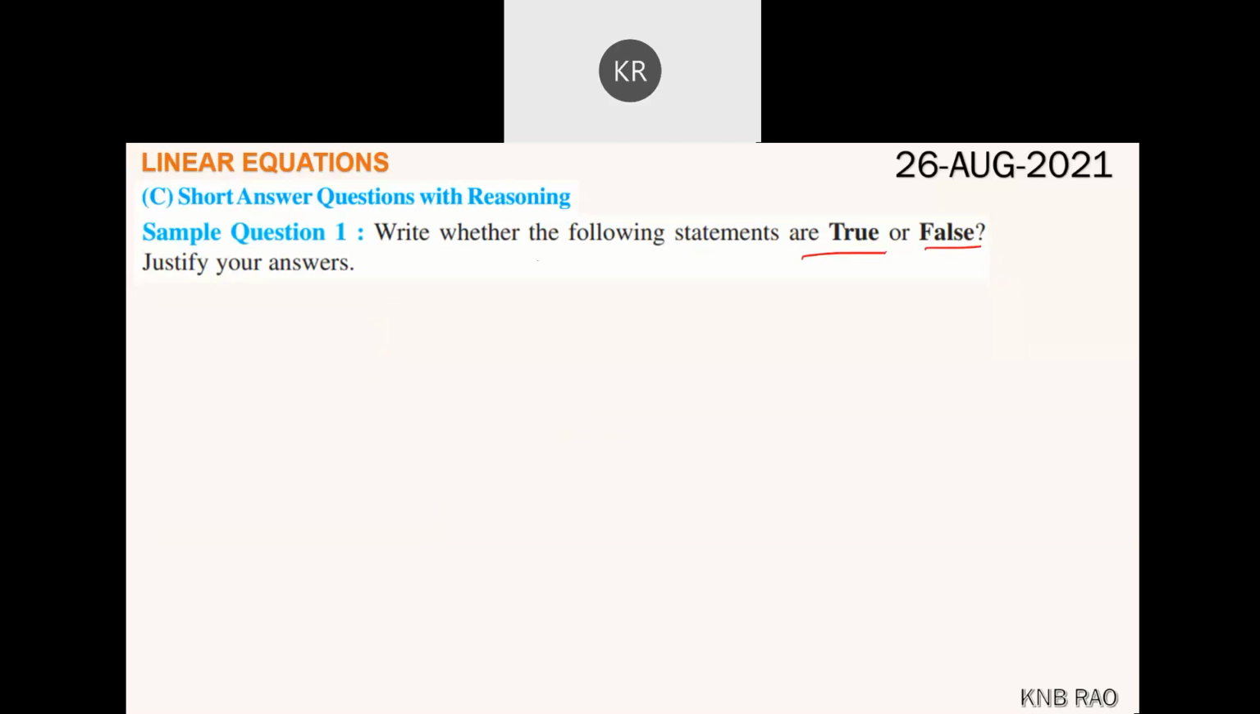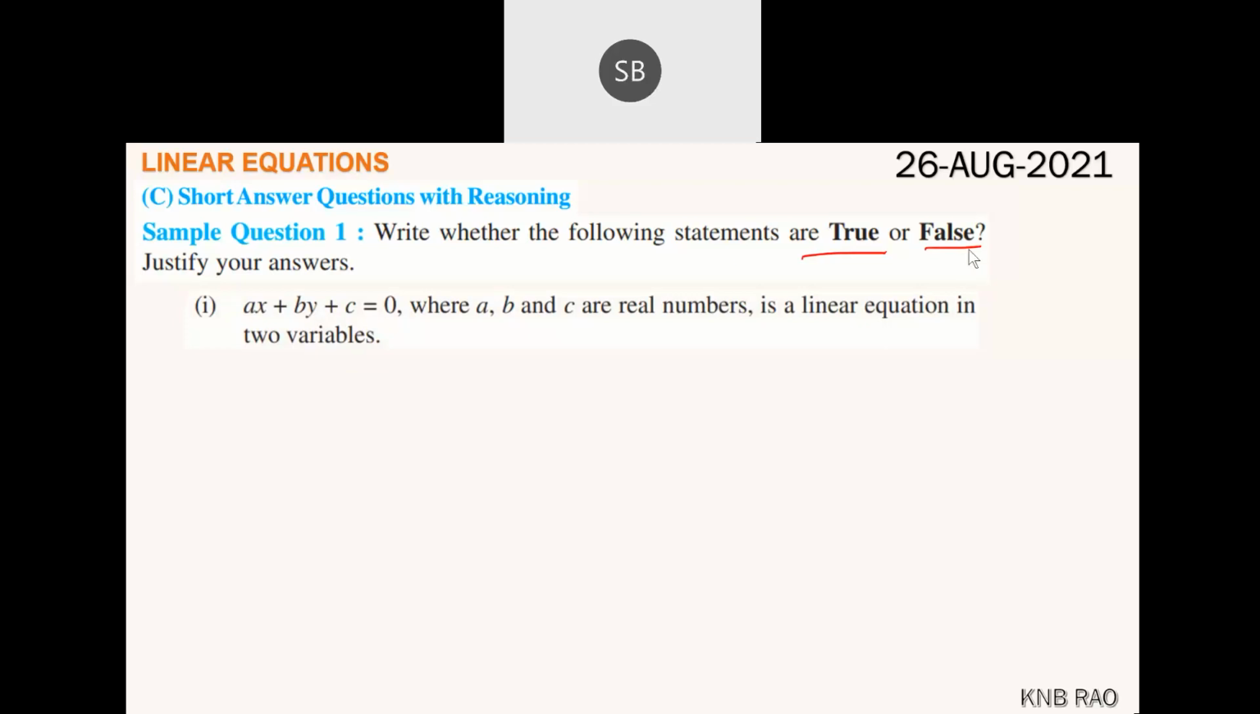Write whether the following statements are true or false, or justify your answer. First statement: ax plus by plus c equals 0, where a, b, c are real numbers, is a linear equation in two variables. How many of you say it is true? How many of you say it is false? Let us conduct a poll. Okay, I am conducting a poll.